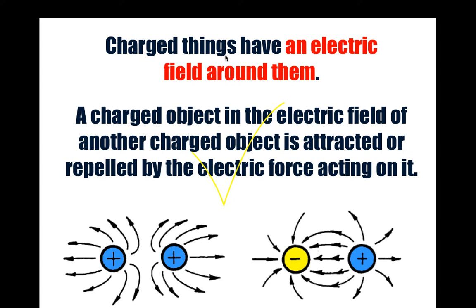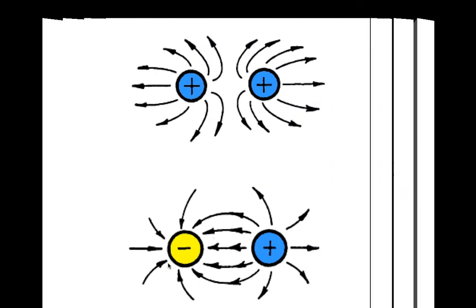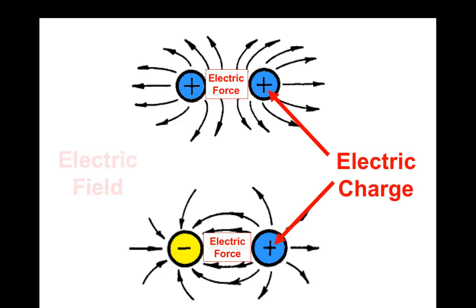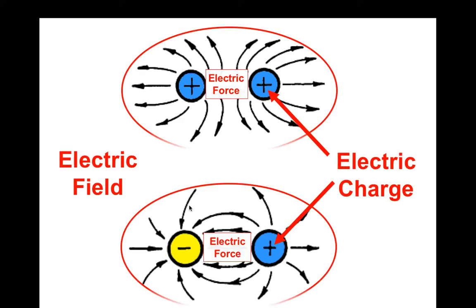Charged things have an electrical field around them. So here you can see the two positive charged pieces are repelling each other, pushing each other. The positive and negative are having an attraction towards each other. They're pulling together as opposed to pushing apart. So the electrical field is all around. There just happens to be two examples of them. So once again, pushing apart, pulling together.